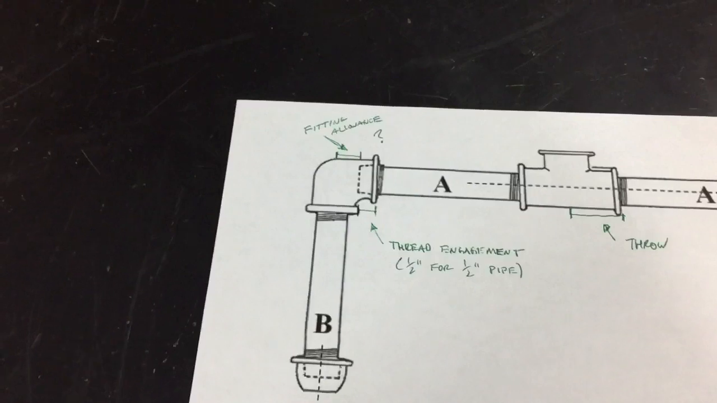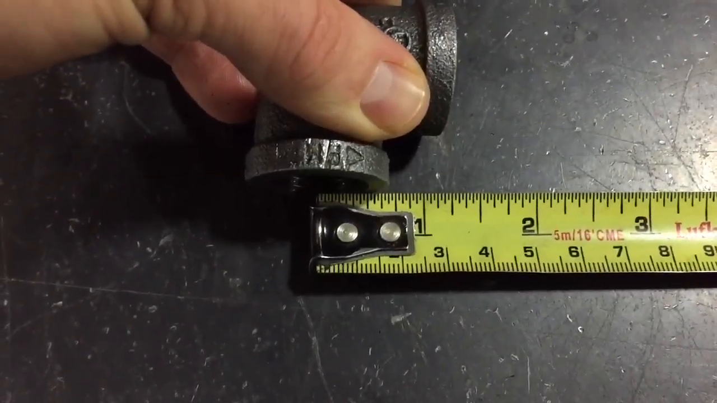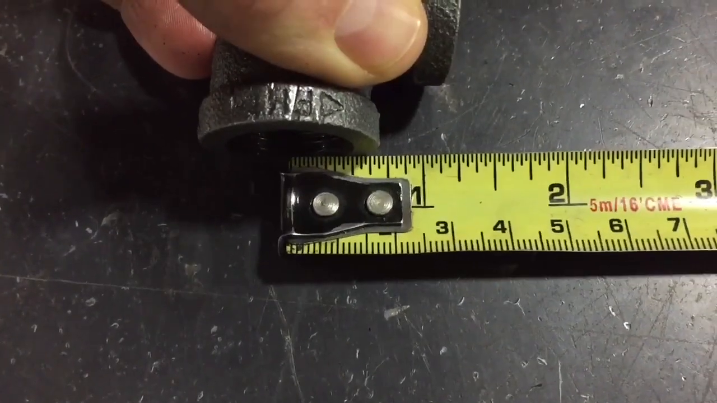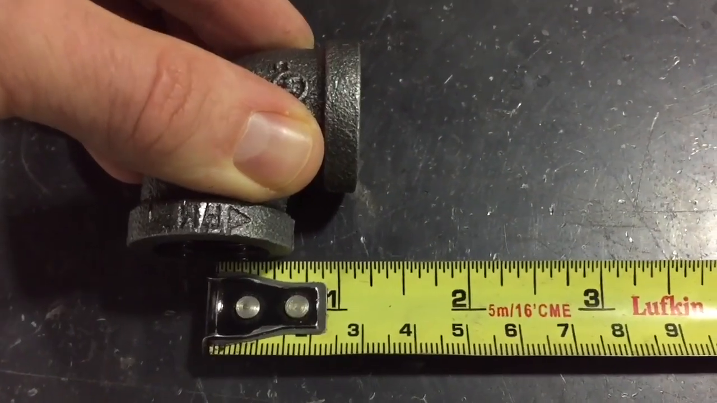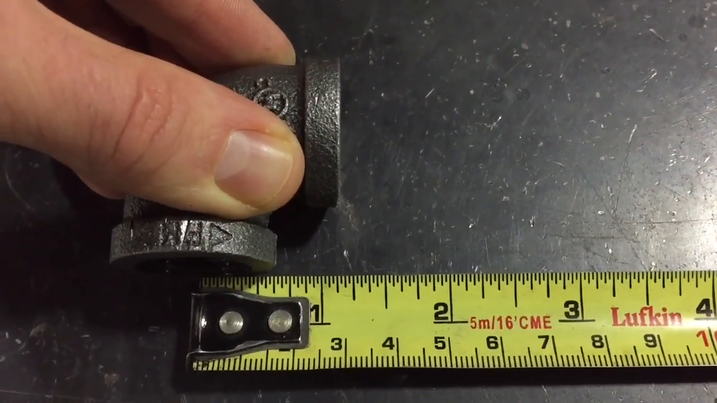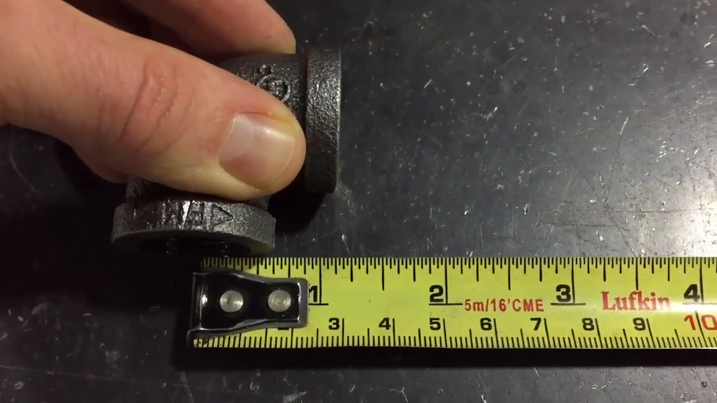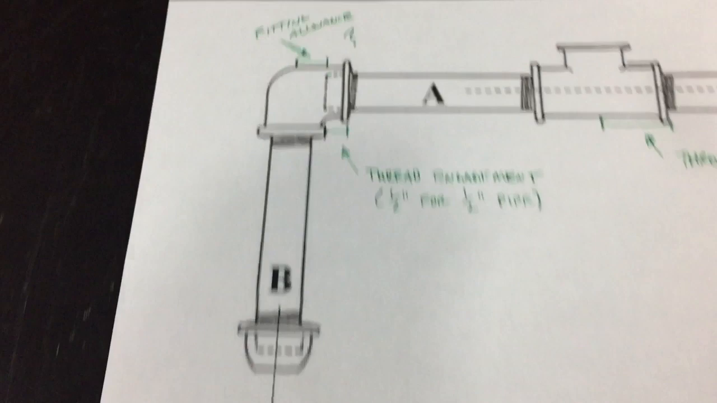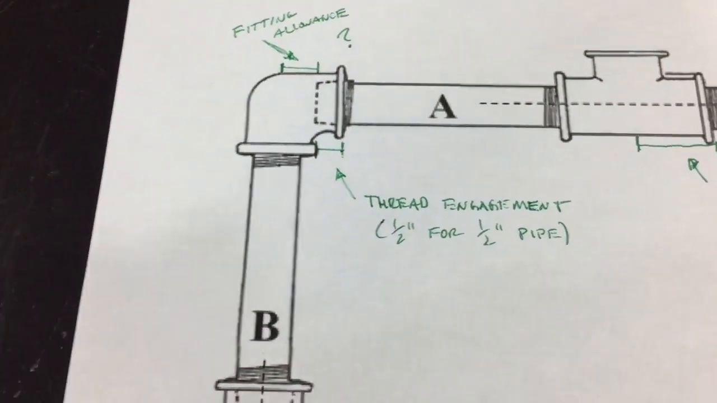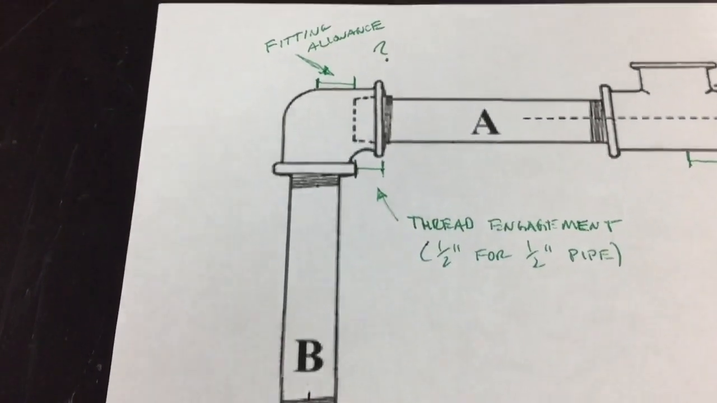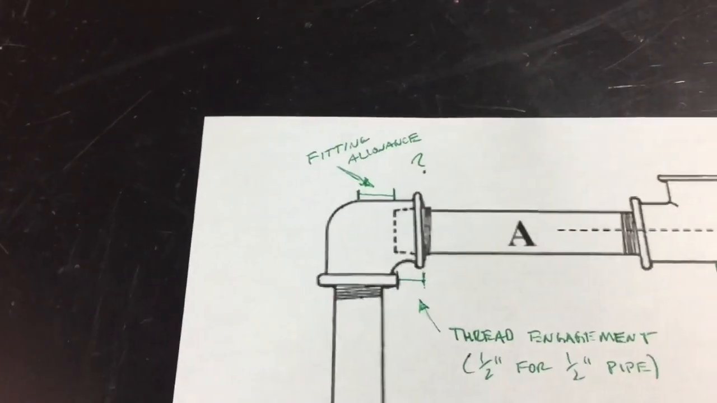I'll grab a tape measure and we'll measure the throw of our fittings. I have a tape measure here on our 90, and you can see down here the tape measure is in about the center of the fitting at the bottom, and at the top to the face it's about 1 1/8 of an inch. So that gives us our throw. Now if we subtract 1/2 inch from that, we are going to have 5/8 of an inch left over, so that should give us our fitting allowance of 5/8 of an inch.